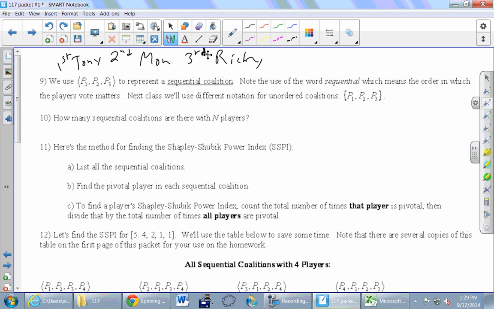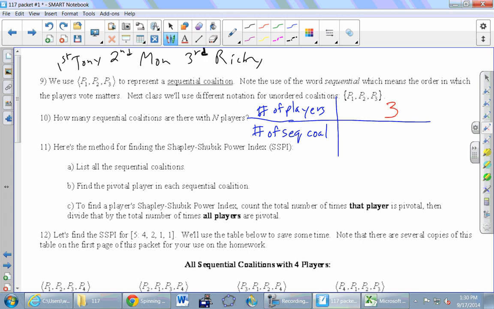Okay, so in our example that we just had here, there were how many players? All right, so I'm going to make a little table here. Number of players is going to be our first row. And then the number of sequential coalitions is second row. And we're going to start collecting some data here. So how many players again did we just have? We had 3. And how many sequential coalitions were there when we shuffled all of the possible orders? There were 6, right?